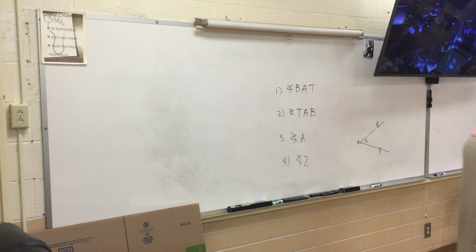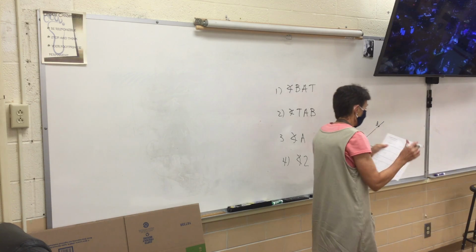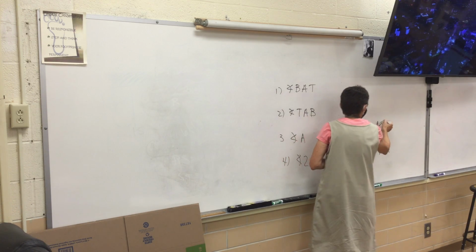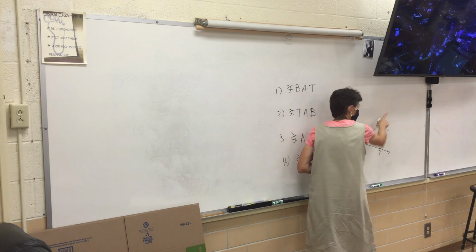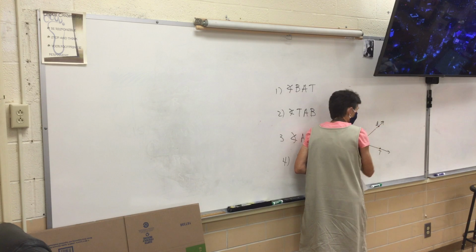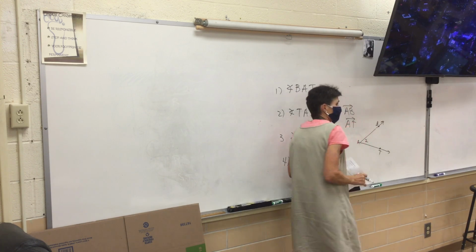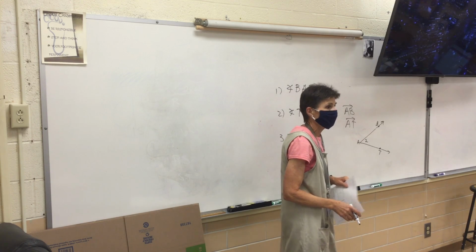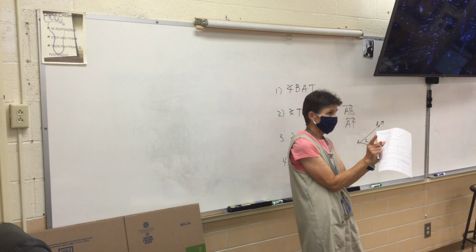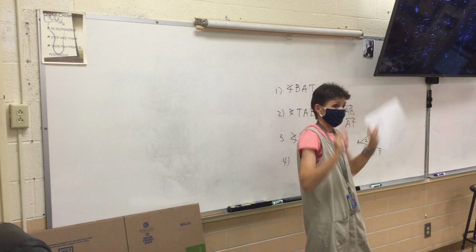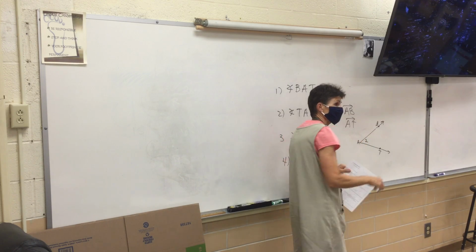Now, part 2, oh wait, name the sides of the angle. The sides of the angle are ray AB and ray AT. The sides of an angle are always rays. So if you think about your angle, these are the sides. And then the vertex is of course A. A is the vertex.